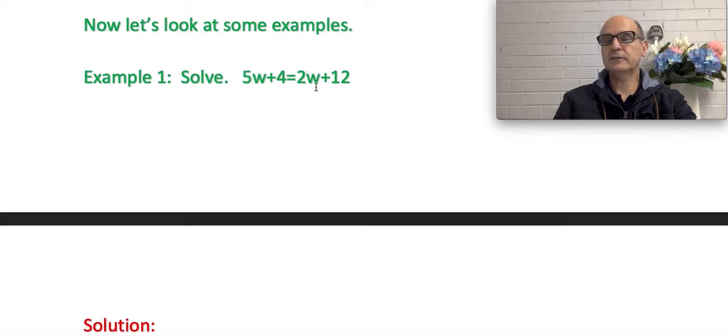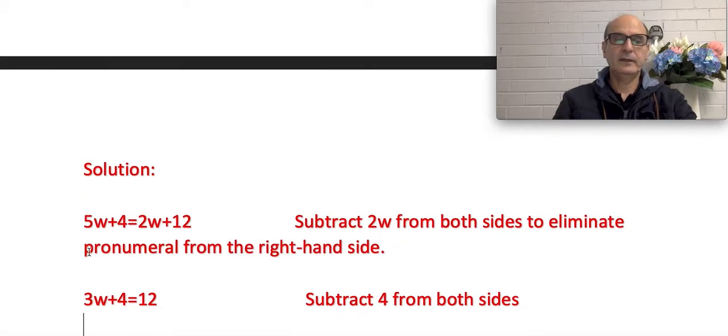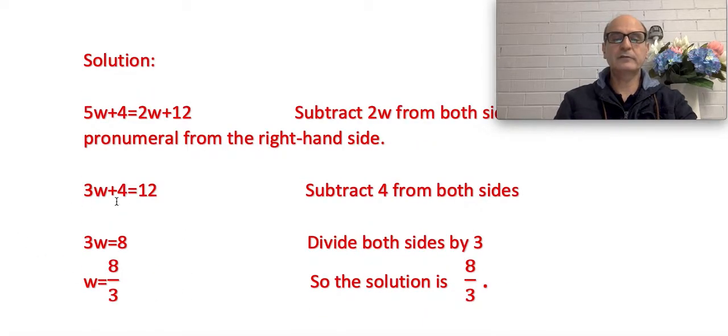So this has got a smaller coefficient for w. So you take away 2w from both sides. Okay, let's see what happens then. If you take away 2w from both sides, this 2w will go away. You end up with 12. And on this side, if you take away 2w from 5w, you end up with 3w, and that plus 4 stays plus 4.